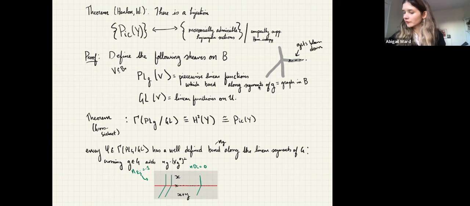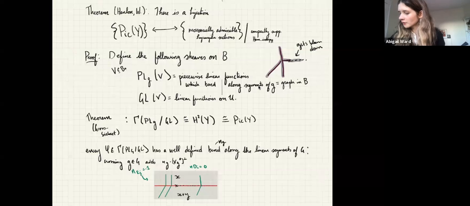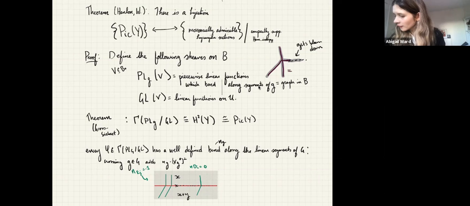And then I also keep the rays, the segments of the rays along the fan corresponding to the things that get blown down. I keep those rays up until the slits. So for this, my graph would be that. So that purple thing is equal to my graph, capital G. I'm calling it little g there.